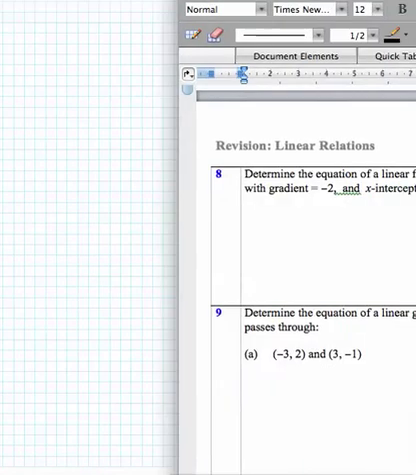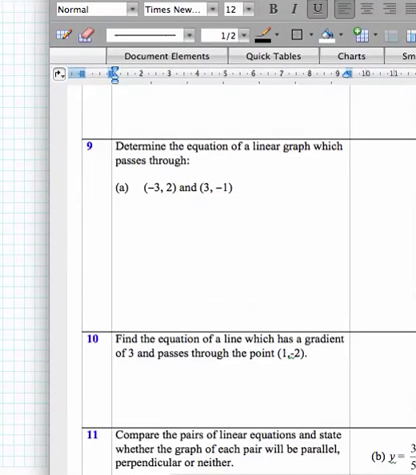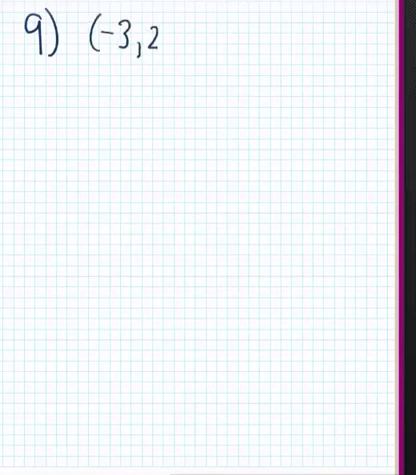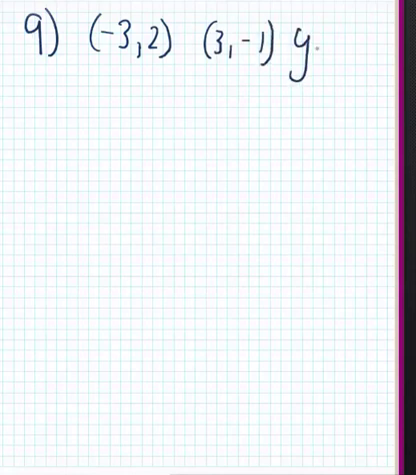Now our next question, question 9, asks us to determine the equation of a linear graph which passes through these 2 points. So this one will involve the most working out of those 3 questions. So we'll just write, we've got question 9, and we're given these 2 points, and we have to find our linear equation. And we know that for the linear equation, we have to find m, we have to find c, and we're done.